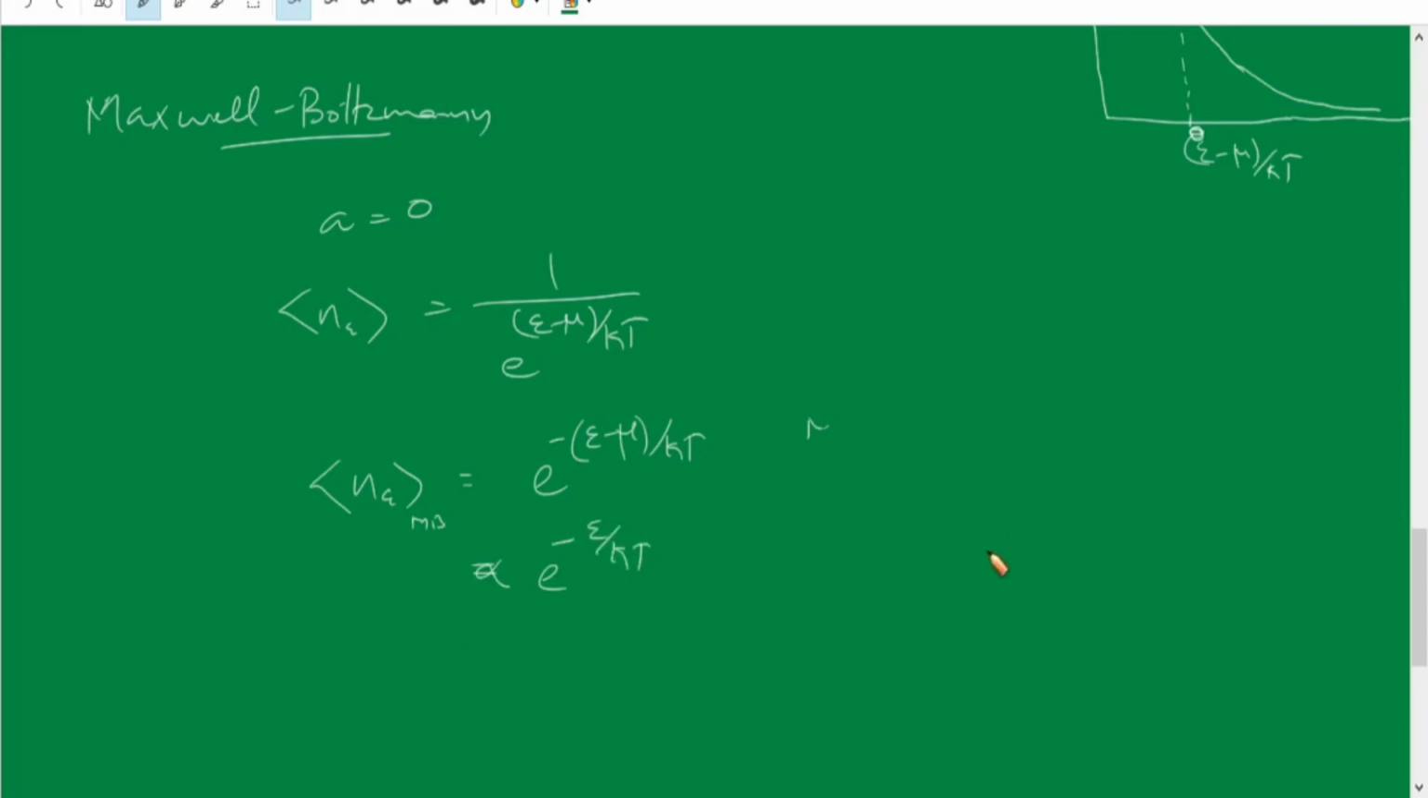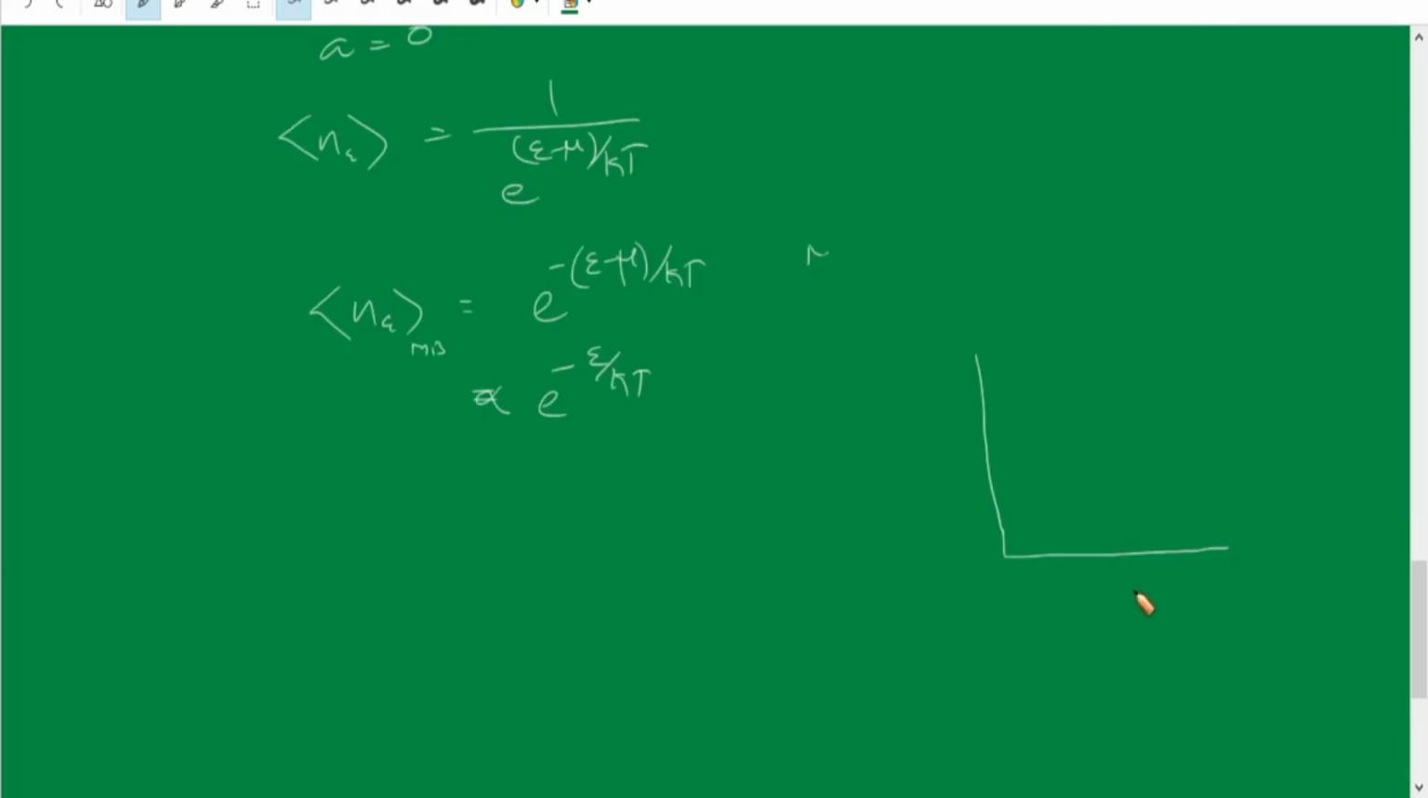If we plot a graph, in this axis we have E minus mu divided by kT, with values 0, 1, 2, minus 1, minus 2, etc. As E increases, E minus mu also increases, therefore E minus mu by kT increases, so we can draw the graph like this. This graph also approaches the horizontal axis when E minus mu by kT tends to plus infinity.